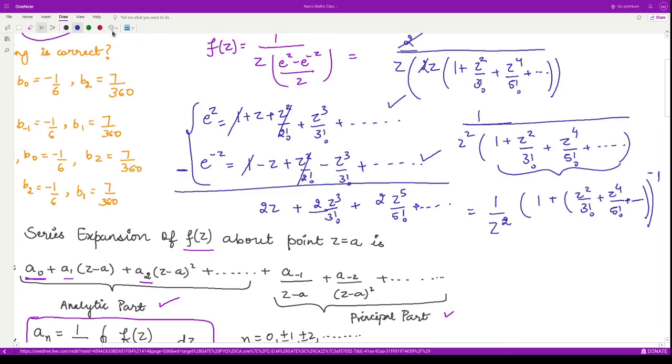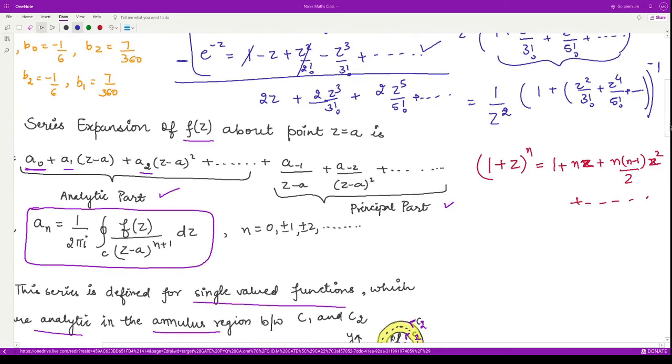Now we know the expansion for this thing, 1 plus z raised to power n, using the binomial theorem. It would be 1 plus nz plus n(n minus 1) by 2 into z, sorry, it was z square, and so on. So we can use a similar expansion over here for this term. So let us see what we obtain.